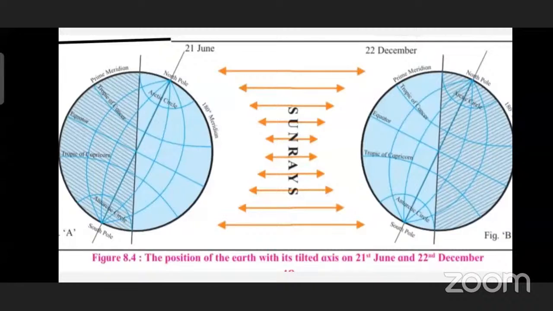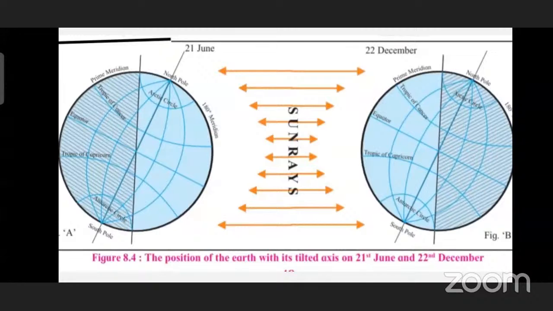It is receiving perpendicular sun rays. 22nd December. No, students. See here, you can see on 22nd December, it is above the equator. And on 21st June, you can see these sun rays are falling directly on the Tropic of Cancer. See carefully, students. I will explain this afterwards. So the answer for this is 21st June. The Tropic of Cancer is receiving perpendicular rays on 21st June.